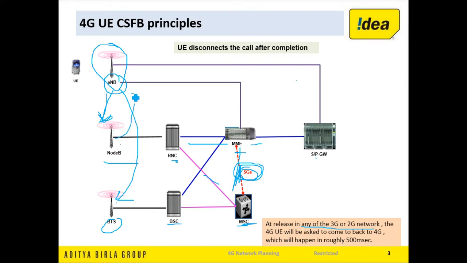And in this case, we have seen it happen quickly. It is roughly of the order of 500 milliseconds to 1 second. So within 1 second, the user can go back from 3G to 4G when it is available, or from 2G to 4G if it is available.